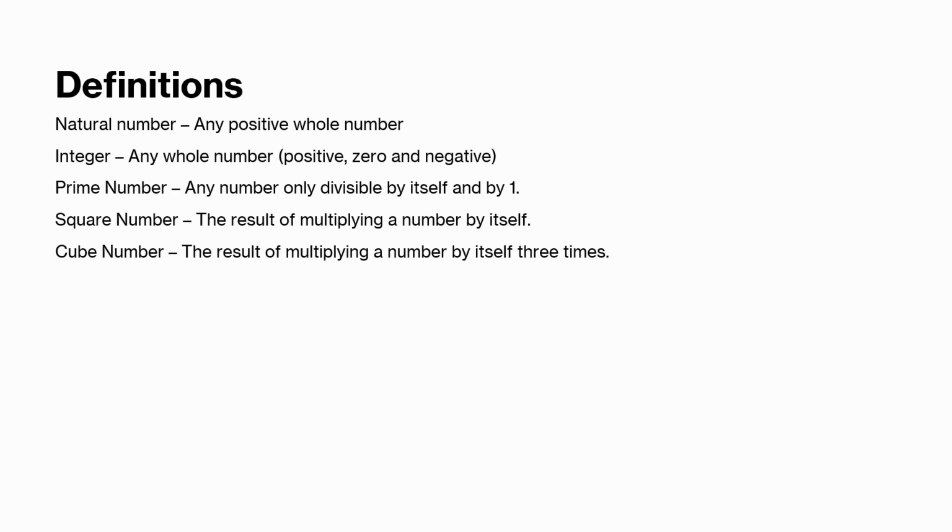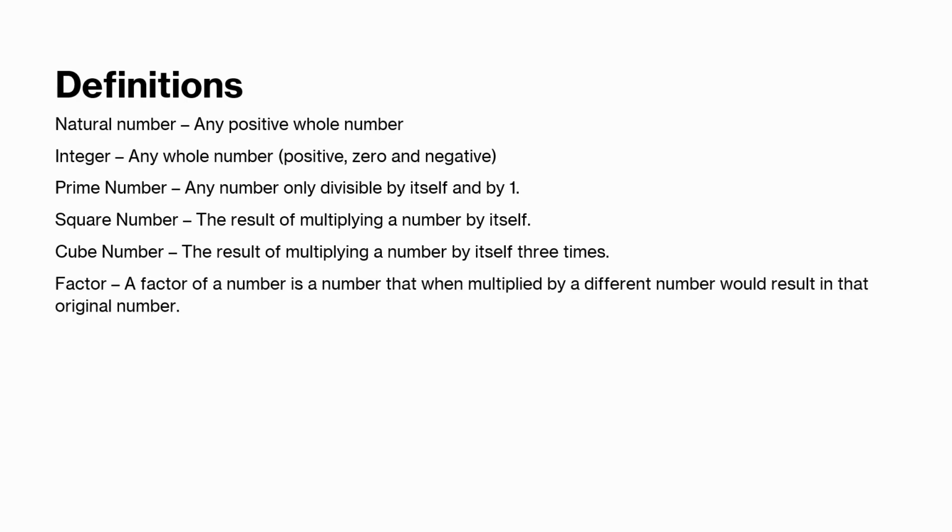Cube numbers are the result of multiplying a number by itself 3 times. So 3 multiplied by 3 multiplied by 3 would give you 27, that is 3 cubed. 2 cubed would give you 2 multiplied by 2 multiplied by 2, which would give you 8. It is essential for you to know these tables by heart from 1 all the way up to 15.